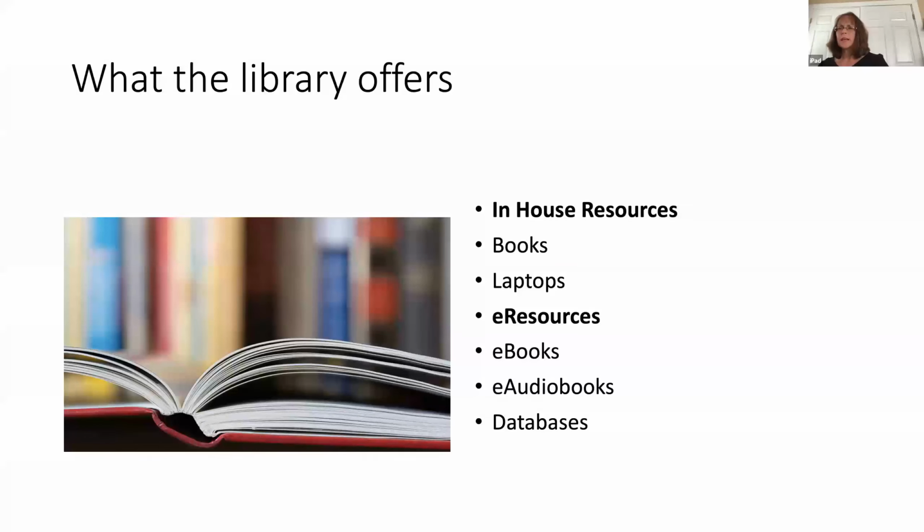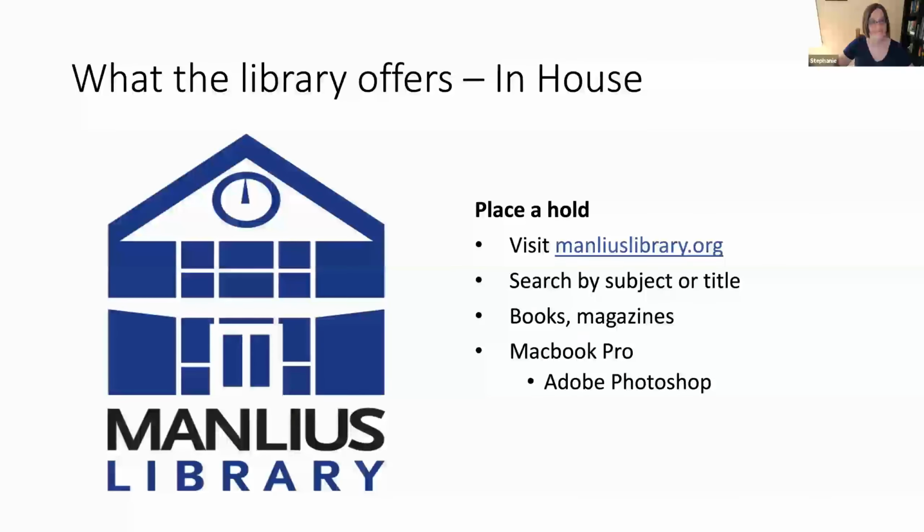So can we do next slide? Thank you. As far as in-house goes, you can just visit manlashlibrary.org, and use the search box to search within our database, which is Polaris. You can search by subject or title, and you can search for books and magazines, and the MacBook Pro is also available. You can see that it's listed in our database as well. Next slide.